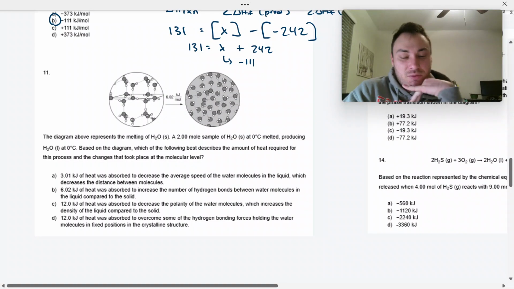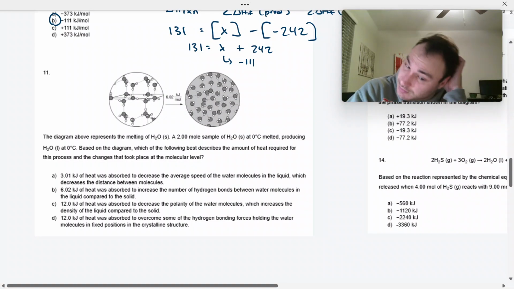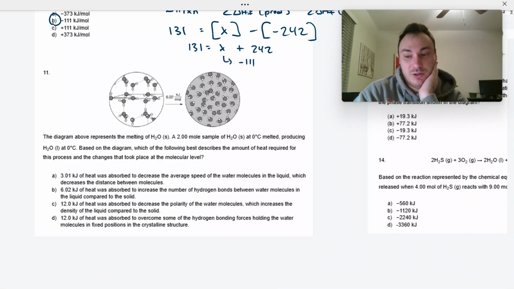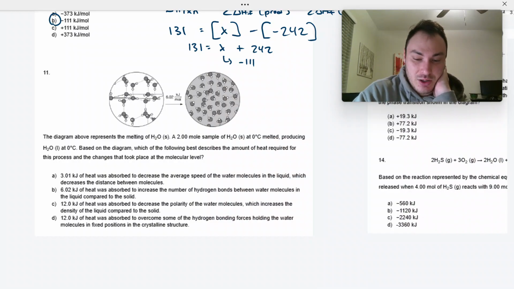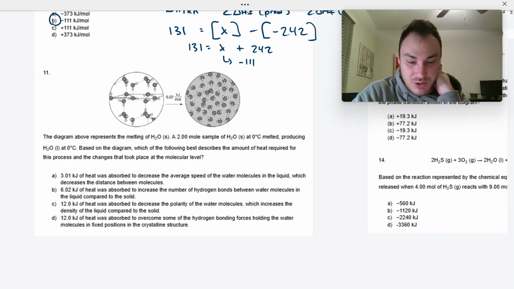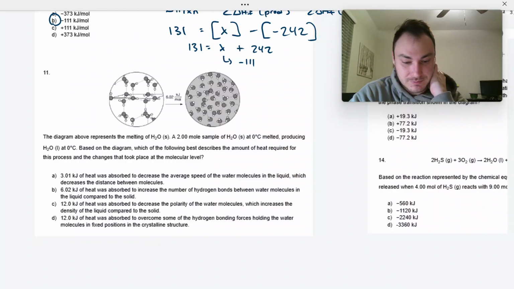The diagram above represents the melting of solid water, which is ice. A 2 mole sample of ice at 0 degrees melted, producing liquid water at 0 degrees. Based on the diagram, which of the following best describes the amount of heat required for this process and the change that took place at the molecular level?